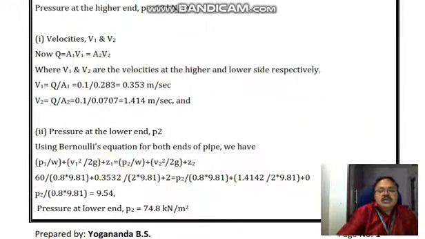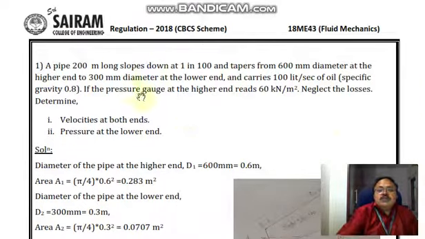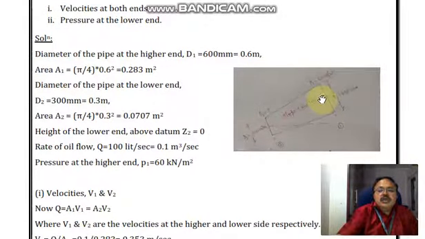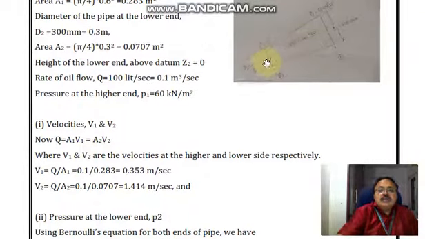So here at section 1, that is the higher end, if the slope is 1 in 100, that is for 100 meter of the length the height is 1 meter, and it is given that the length of the pipe is 200 meters. So for 200 meter, the height of the pipe from the datum line, from here to here, Z1 value is 2 here, so that we are going to substitute here. Whereas at the lower end, the axis of the pipe is exactly on the datum line. So there will be no height here. So my Z2 is 0.